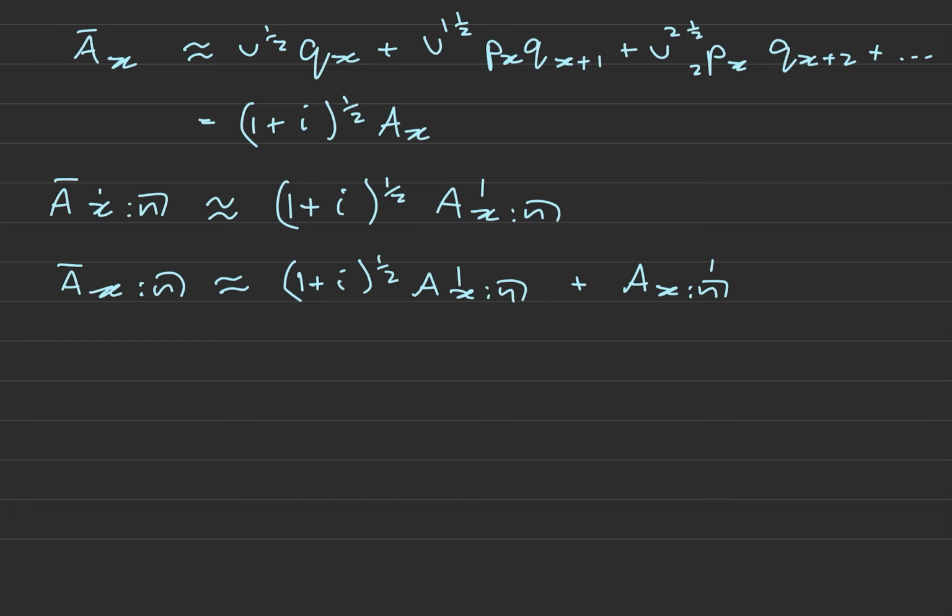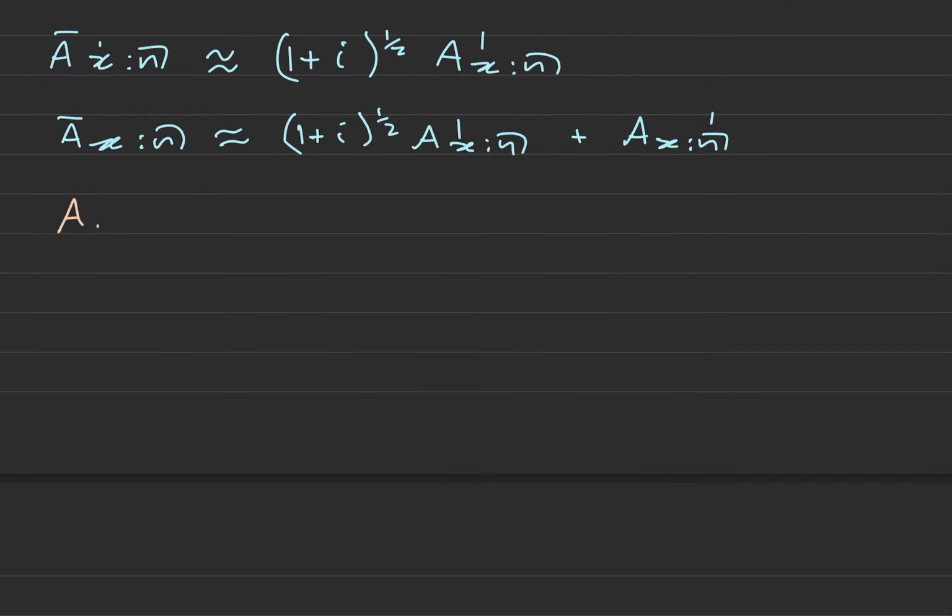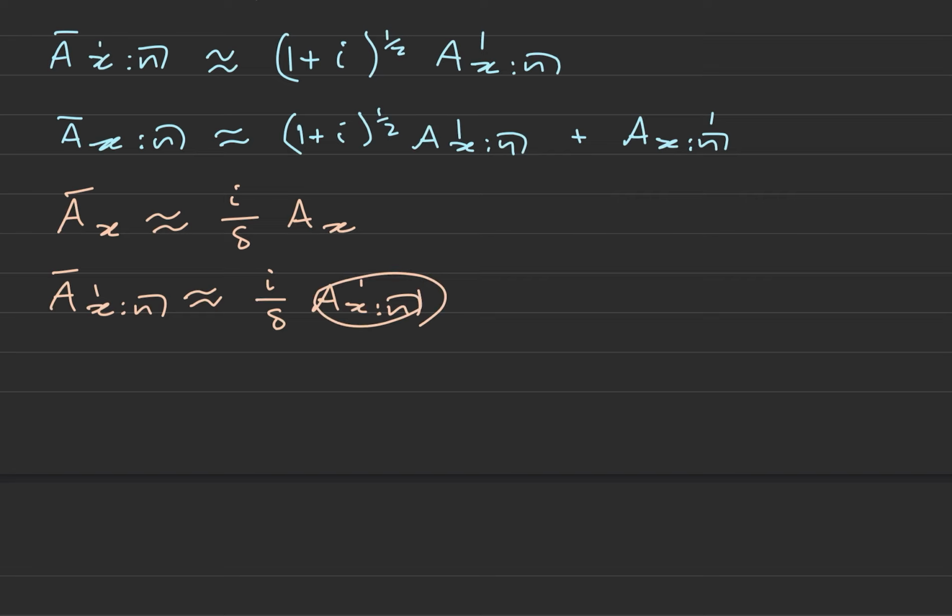Okay, now another approximation that is useful is Ā_x roughly equals i over delta times A_x, where delta is the force of interest. Okay, and there is a proof for this. To keep this video as short as possible, I'm not going to go through the whole proof, but I will outline it for you so that you have an idea of how to do it, and maybe you can try it yourself. But also note this approximation will also hold for Ā^1_{x:n} roughly equal to i over delta times A^1_{x:n}. So this is term assurances.